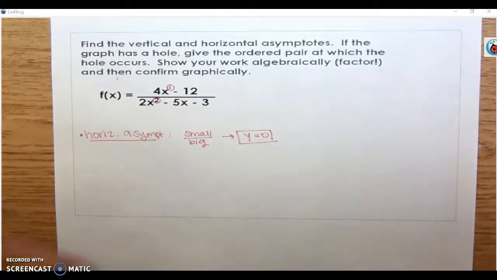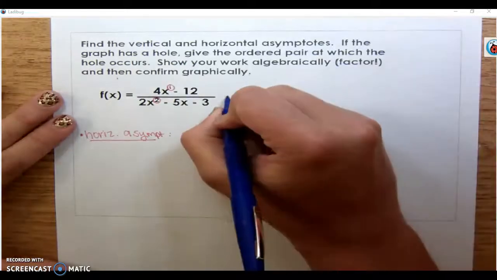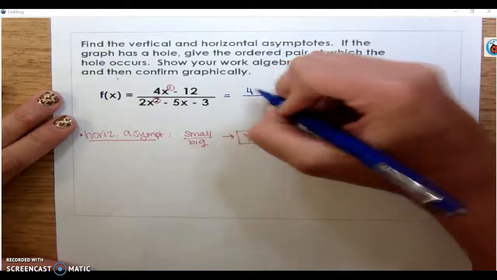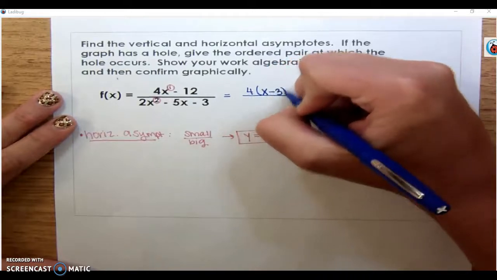Okay? So then next, in order to do our vertical asymptote and to do our hole, we need to factor. So let's go ahead and factor, see what happens here. The numerator, we can just take out a GCF of 4. So that'll leave us with 4 times x minus 3.